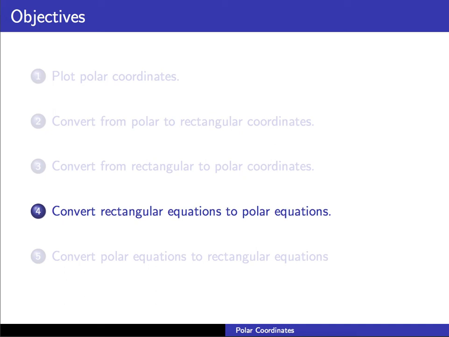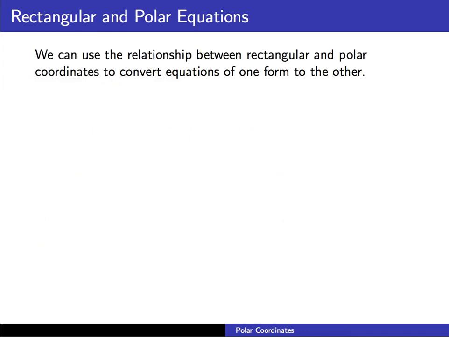Alright, in this video we're going to look at converting rectangular equations to polar equations. In a previous video we looked at converting a single rectangular point to its polar equivalent. In this one we're going to convert an entire set of points from rectangular to polar form, because that's all really equations are, they're just sets of points. So we can use the relationship between rectangular and polar coordinates to convert equations of one form to the other.